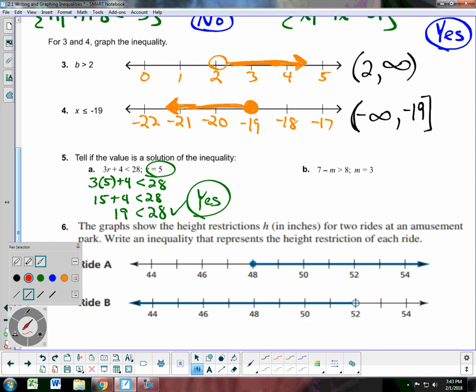Okay, over here, same kind of thing. Plug 3 in for m. That'd be 7 minus 3 greater than 8. 7 minus 3 is 4. Is 4 greater than 8? Well, no, it's not. So, no, m cannot equal 3.